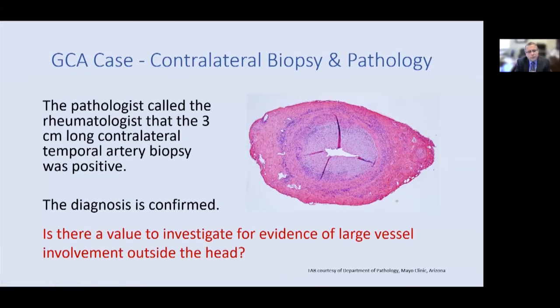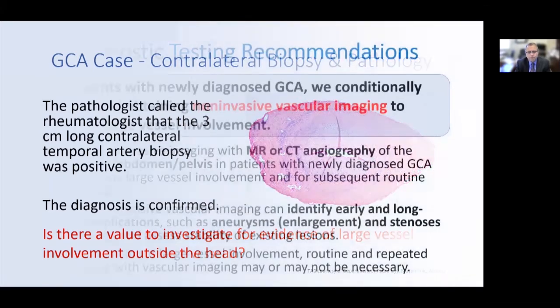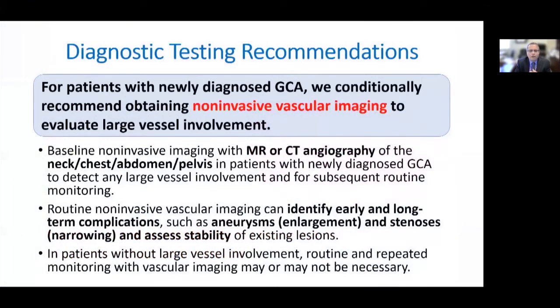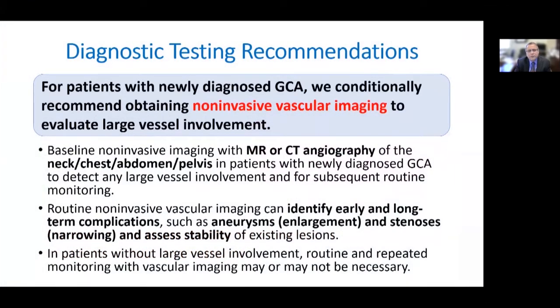Now that we've confirmed the diagnosis, are we done? Do we need to do anything else to investigate, for instance, if this inflammation of the large vessel is anywhere else in the body? Not just in the cranium and head and temporal arteries, but could it be anywhere else? And is that important? So the recommendations are that we proceed with non-invasive vascular imaging after this diagnosis of recently diagnosed giant cell arteritis patient to evaluate for involvement of the large vessels elsewhere in the body.